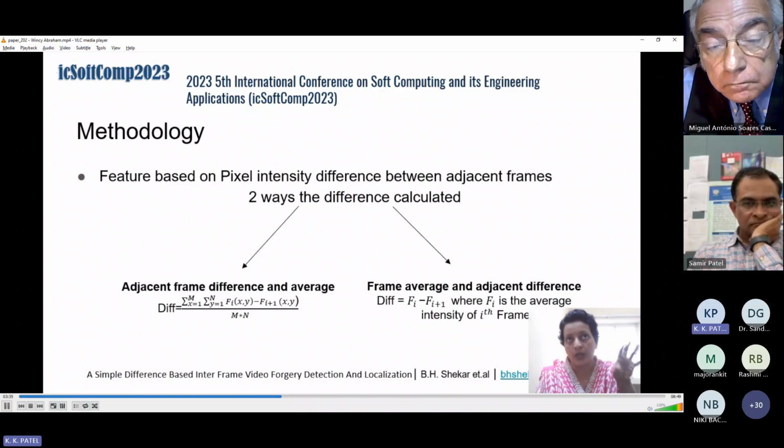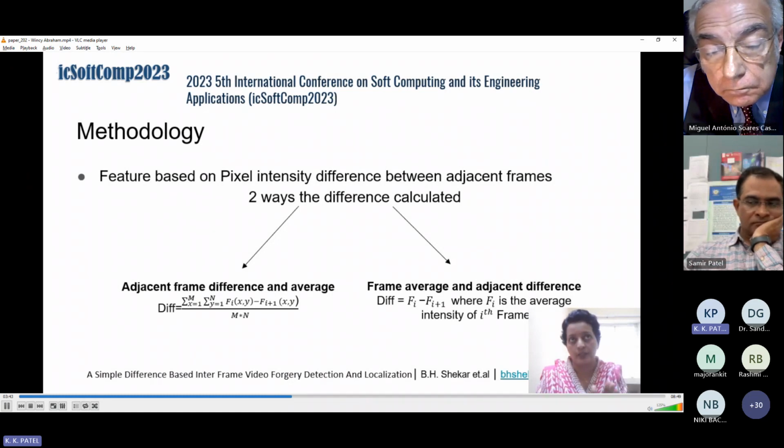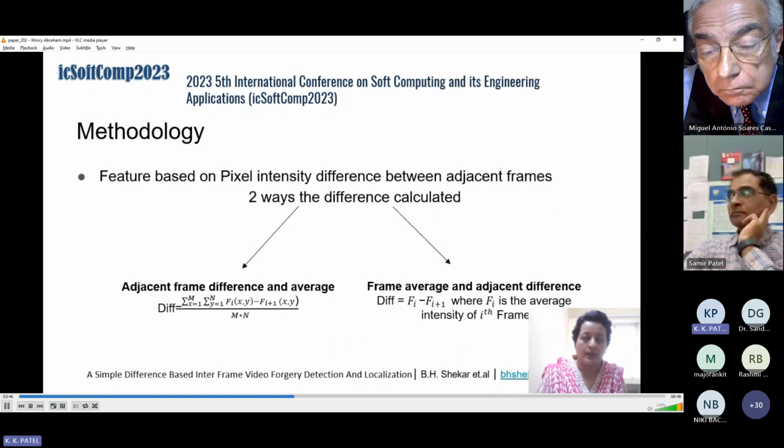First, compute the average pixel intensity value of a frame. What is the average pixel intensity of the edge? Then take the difference between these averages. That is another difference we have considered for this particular work.